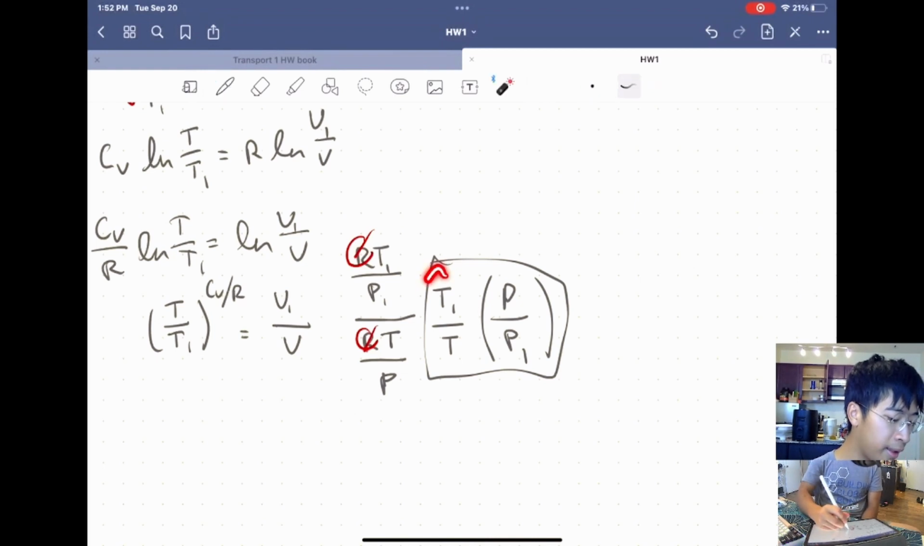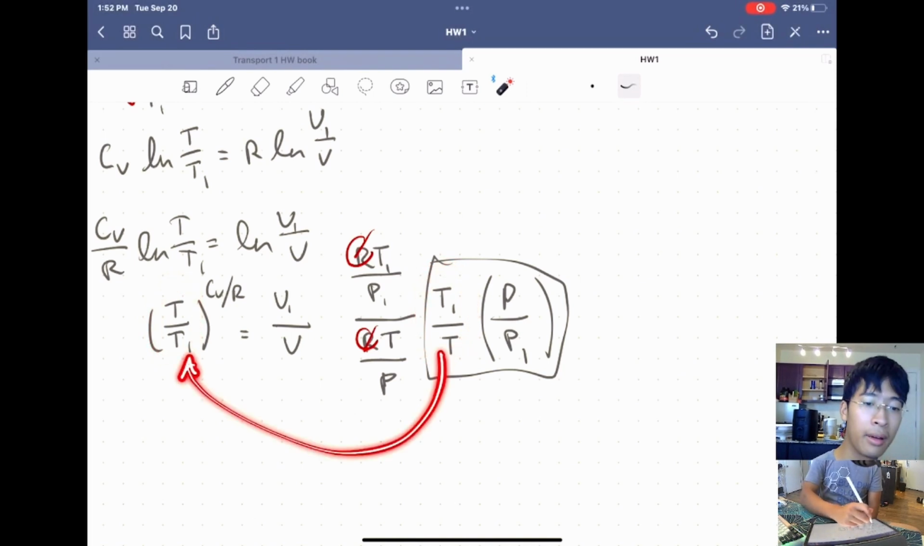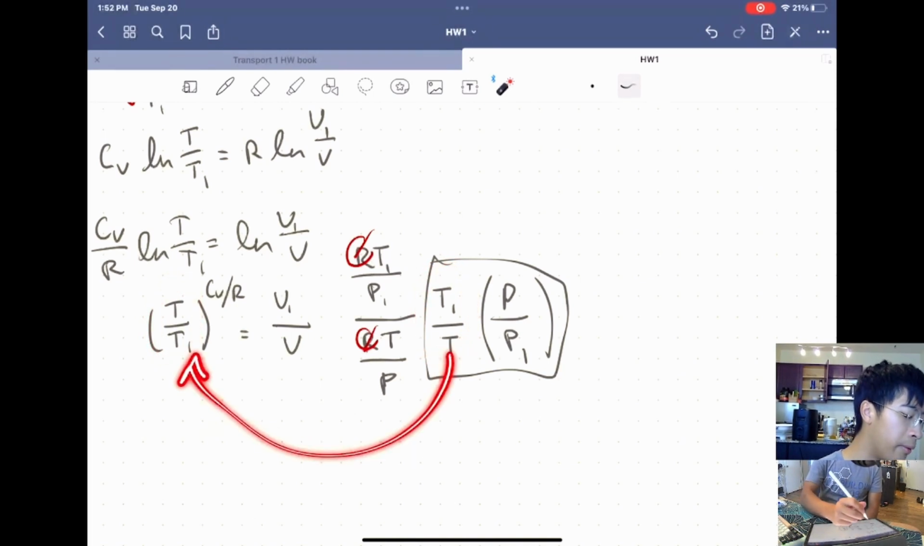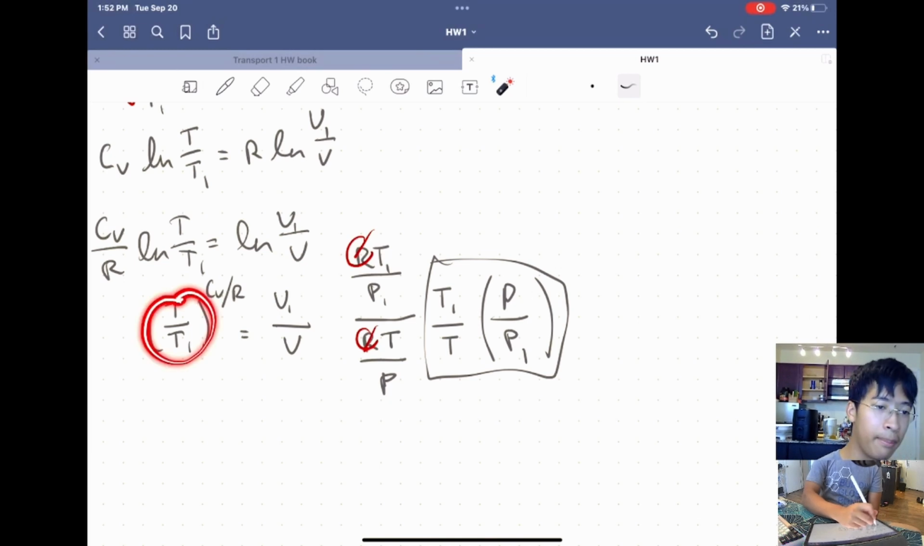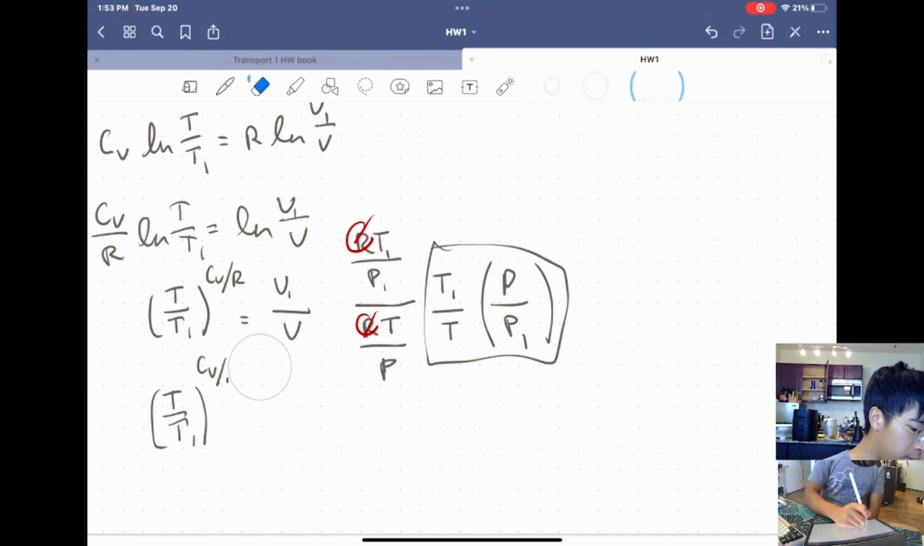What do you notice? Well, you notice that this is the reciprocal of that. So if you multiply the reciprocal over this, there's two of the same base. So, T over T1 times that. So we actually get an exponent of plus 1. Okay? So let's go ahead and do that. So temperature over a known temperature raised to Cv over R plus 1 is equal to pressure over P1.